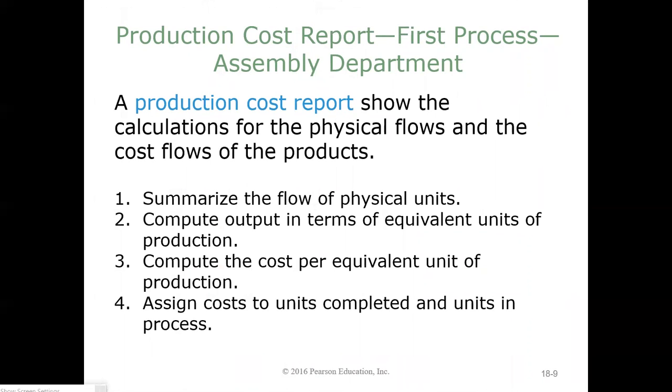So I'm going to show you how to do a production cost report. It shows the calculations for the physical flow of the products. It will summarize the flow in units, and then we'll compute the output in terms of equivalent units of production. Then we'll compute the cost per equivalent unit of production, and then assign costs to units completed and units in process. So these 4 steps are what you're going to be using in this chapter, and it's a little confusing until you see it done.